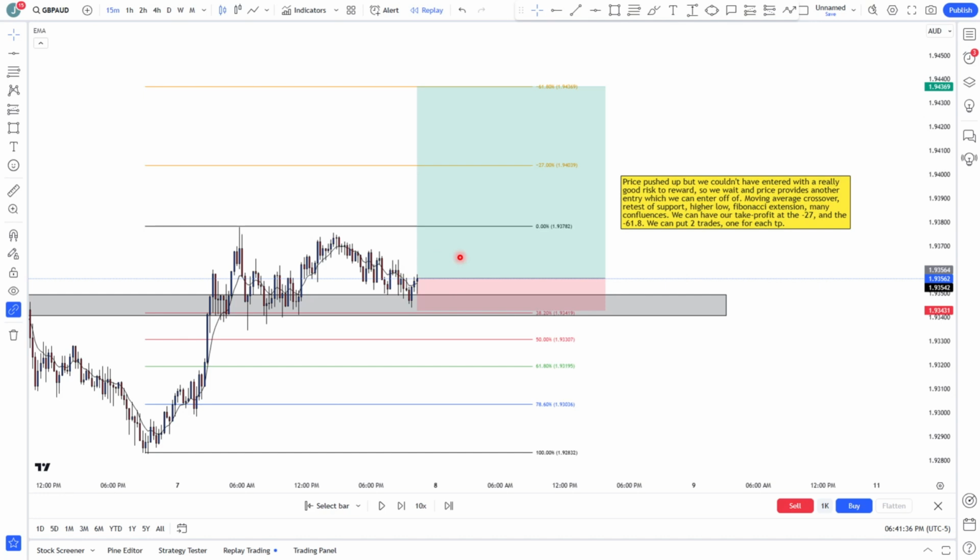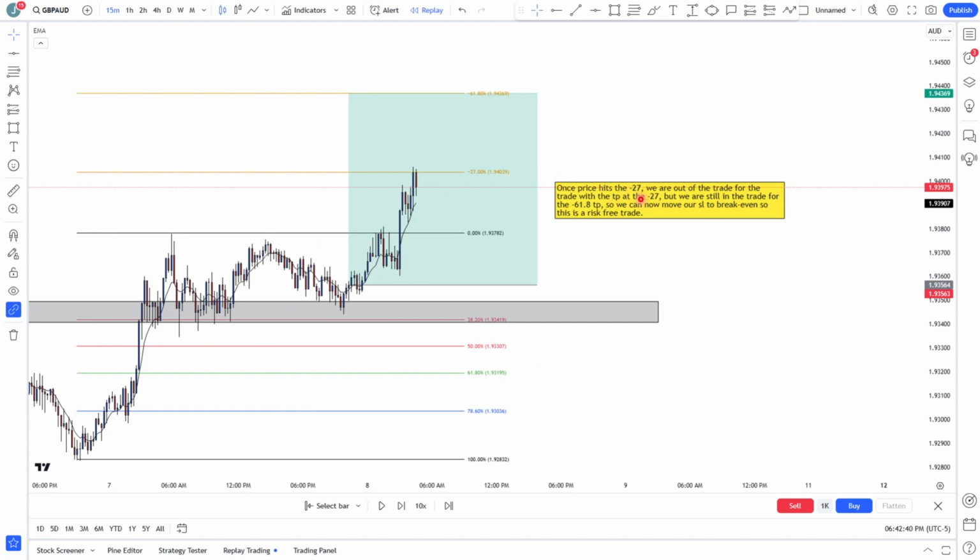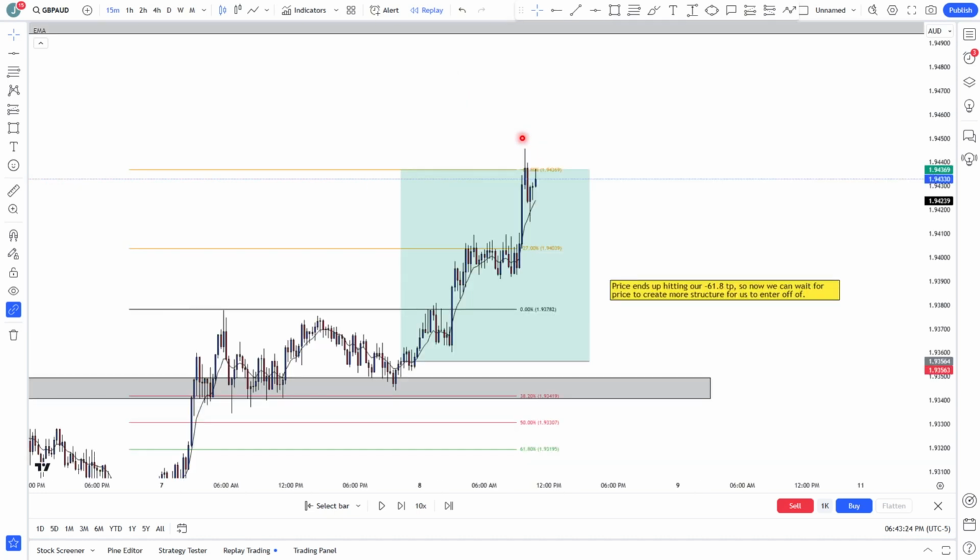We could put 2 trades, one for each take profit. Once price hits the negative 27, we are out of the trade with the TP at negative 27, but we are still in the trade for the negative 61.8 take profit. So we could move our stop loss to break even. So this is now a risk-free trade. Even if price were to come all the way back down, we would be left with profit from the first trade, and we wouldn't have lost anything on the second trade with the TP at negative 61.8. Price ends up hitting our negative 61.8 TP. So now we can wait for price to create more structure for us to enter off of.